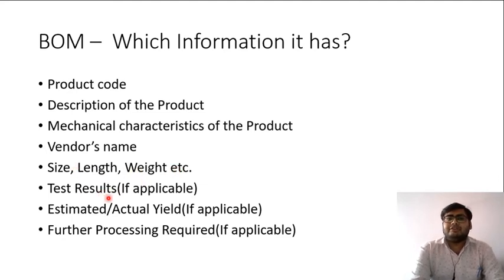It will have test results if applicable. If we are ordering, say, steel rods and we want to find out their tensile strength, then we ask our vendor to run a tensile test on the steel rod and give the test result also. So it will have those results also. It will have estimated or actual yield if applicable. That also depends on whether we want it or not and which type of function we are talking about. And it will have information on further processing if applicable.